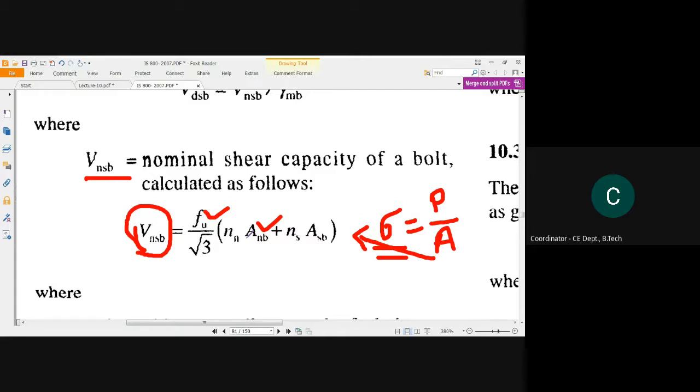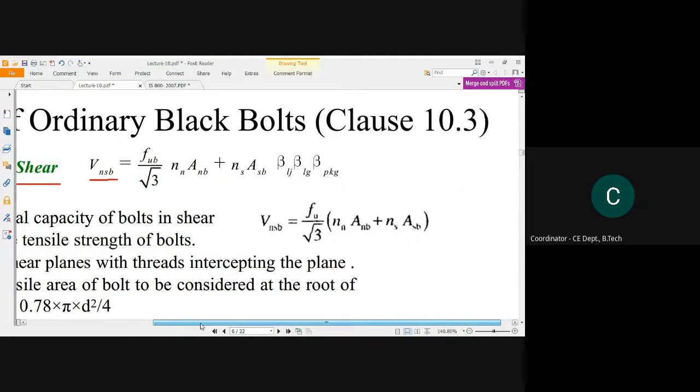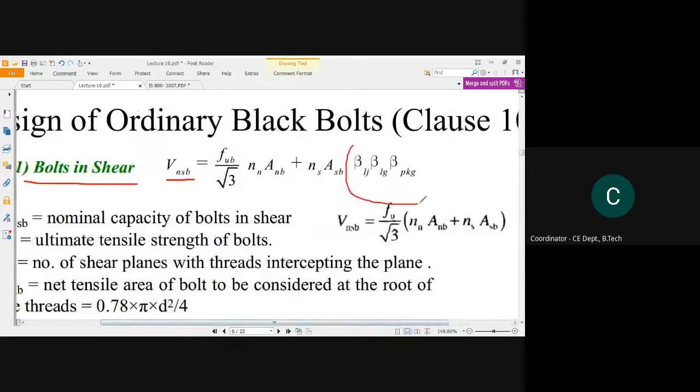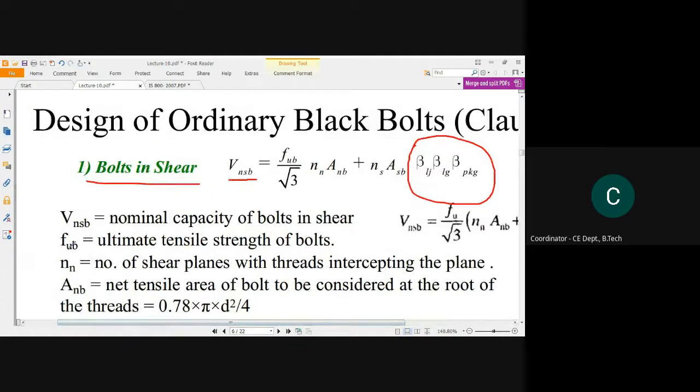Okay, so see here, I am just neglecting this part. This is the actual formula we need to observe. See, FUB, this is represented as FUB. FUB is nothing but the ultimate tensile strength of bolt. So, in order to judge the shear force capacity of a bolt, you need to know the ultimate tensile strength of bolts.